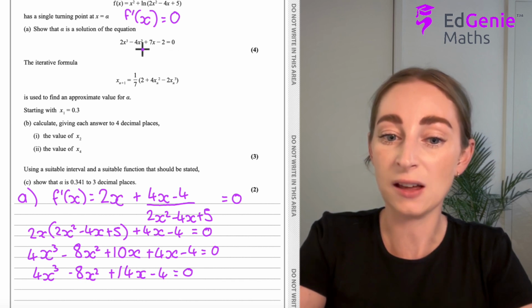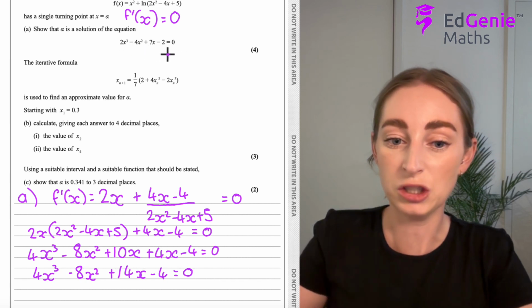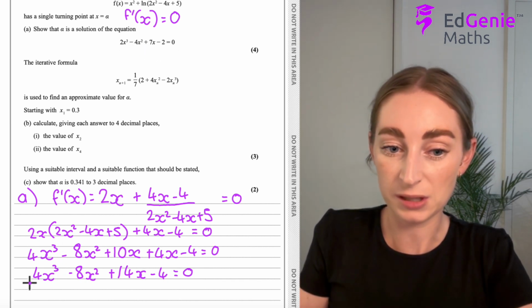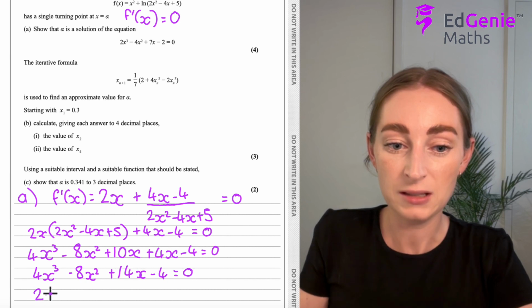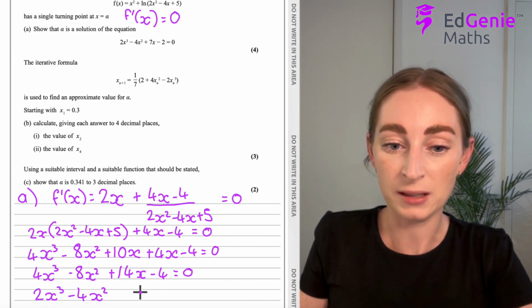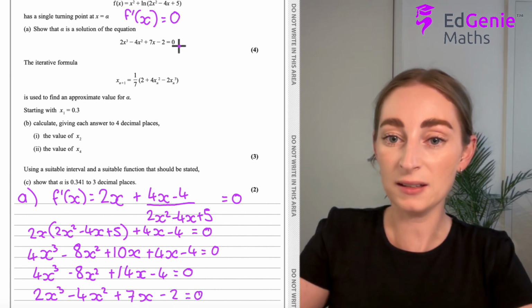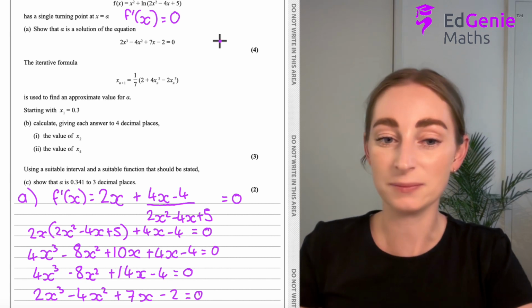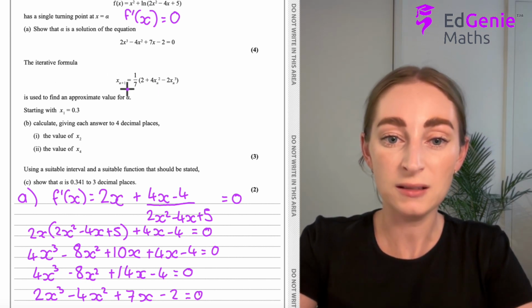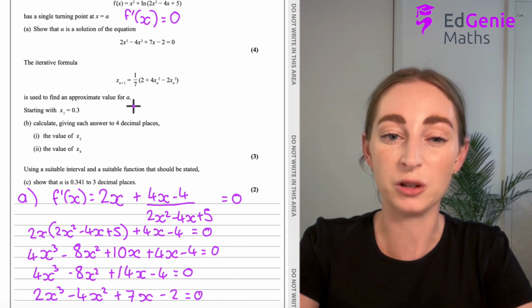Okay, so it looks like if we divide everything by 2, this is going to work out. So divide everything by 2, it's going to be 2x cubed, 4x squared, 7x minus 2. Okay, and that is equal to that. So we've done it. The iterative formula is used to find an approximate value for alpha.